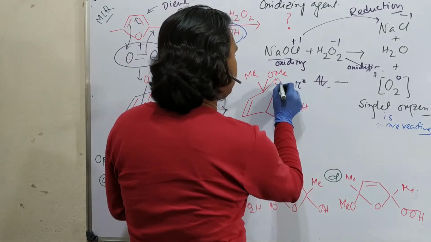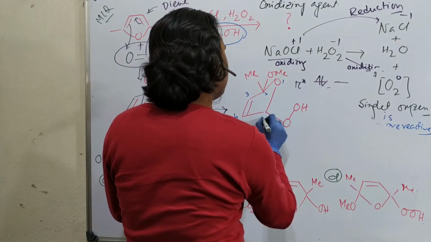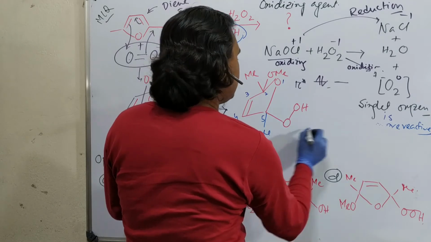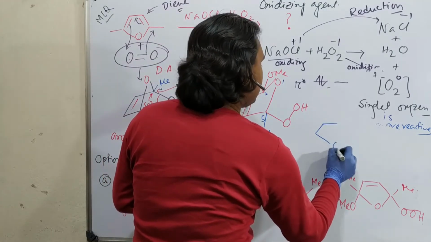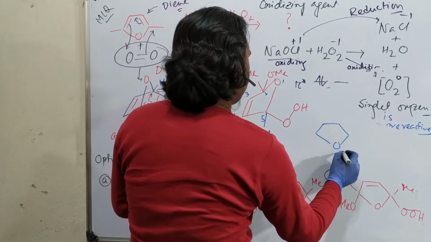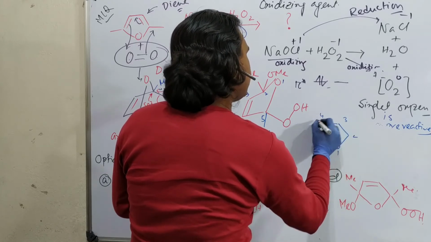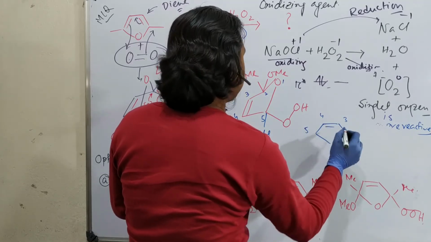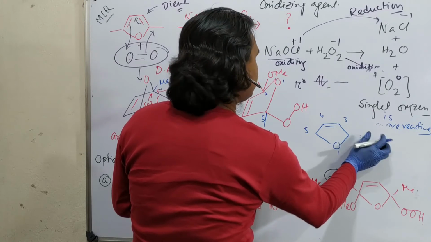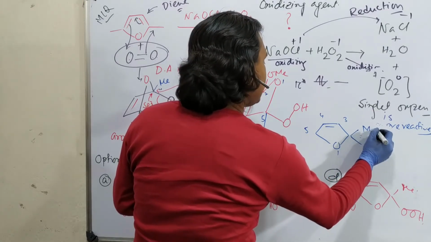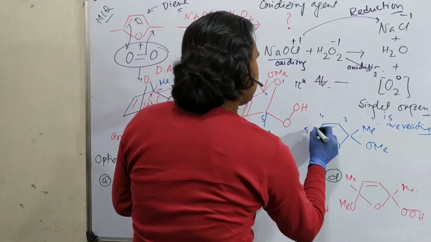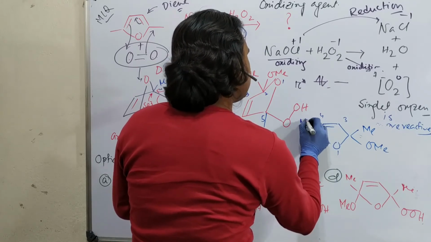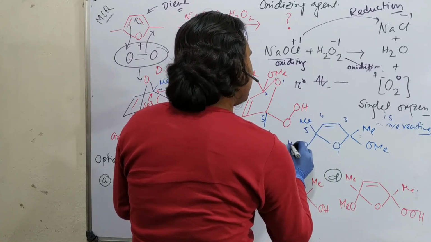So it's a 5-member ring. 1, 2, 3, 4, 5. This is also methyl. So a 5-member ring, oxygen. 1, 2, 3, 4, 5. This numbering thing is very helpful, students. Please try to follow this. This is methyl, this is OMe, on another face. This is methyl, this is OH.